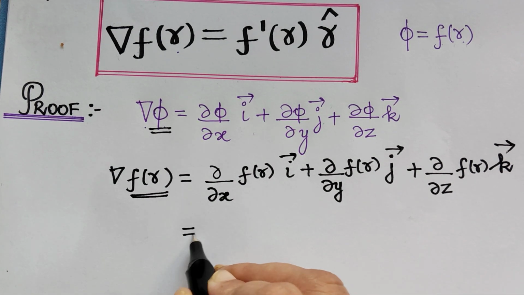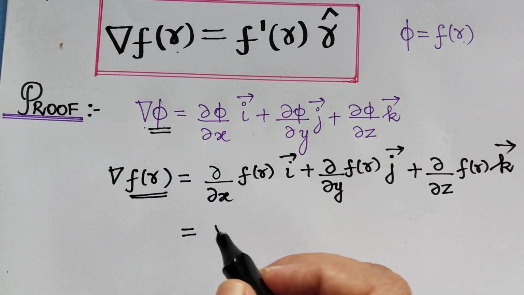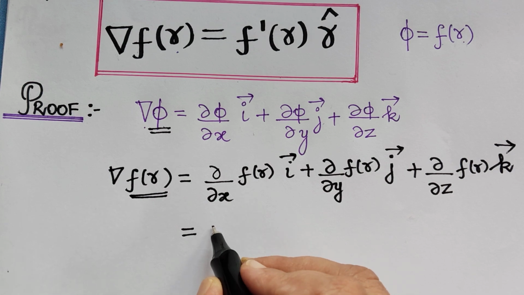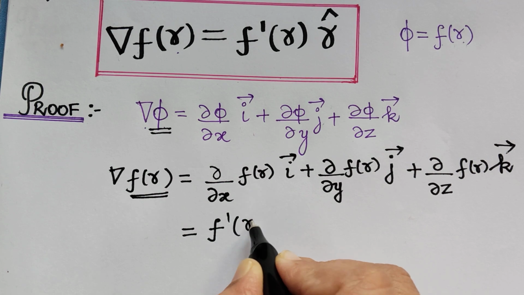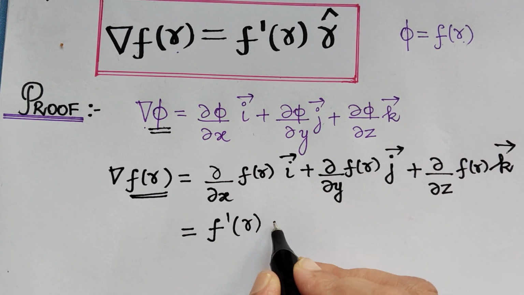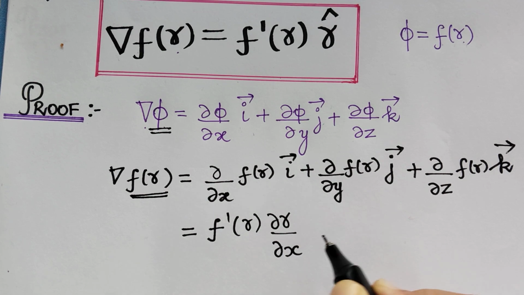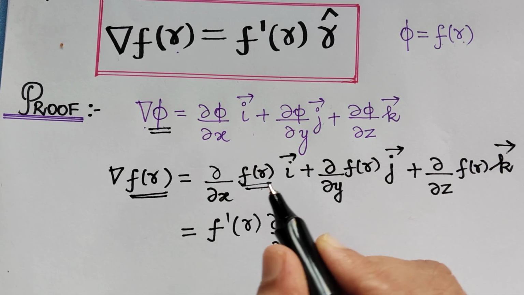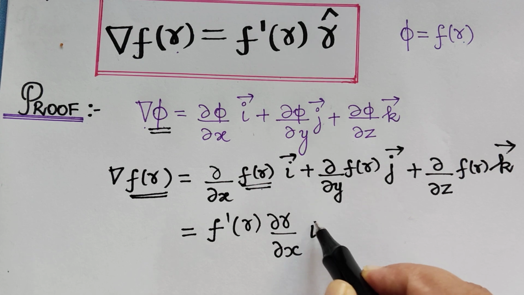We know that r is a function of x, y, and z. So, therefore, dou by dou x of f of r will be, first we have to differentiate with respect to r. So, that will be f dash of r. Then r has to be differentiated partially with respect to x by using the chain rule method. So the differentiation of f of r with respect to x will be f dash of r, and the differentiation for r is dou r by dou x i vector.